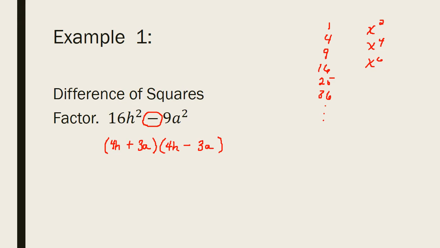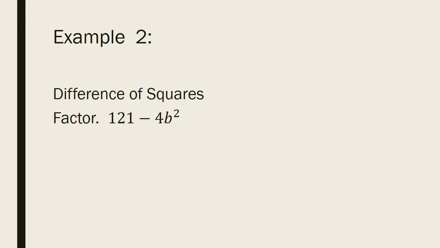Let's look at another example. Example 2. Okay, notice that both terms are perfect squares and they are separated by a minus sign. So that means it's a difference of squares. So now I'm going to do my two sets of parentheses. I'm going to take the square root of 121 and I get 11. Put that in front. Give one a plus, the other one a minus. And then the square root of 4b squared is 2b. And there's your answer. 11 plus 2b times 11 minus 2b.